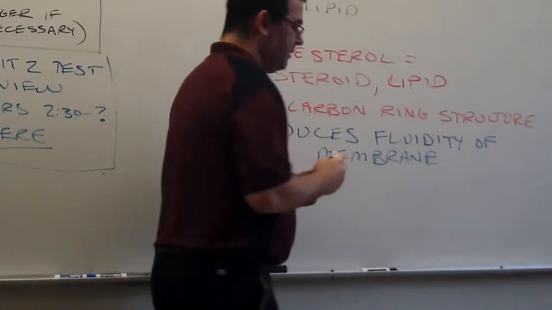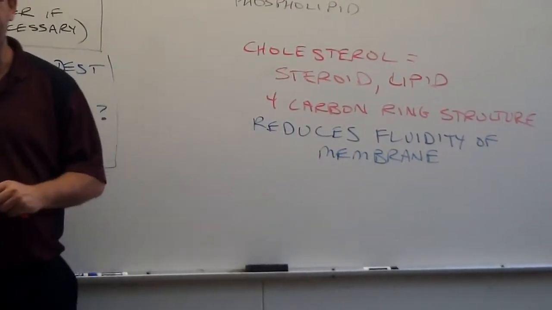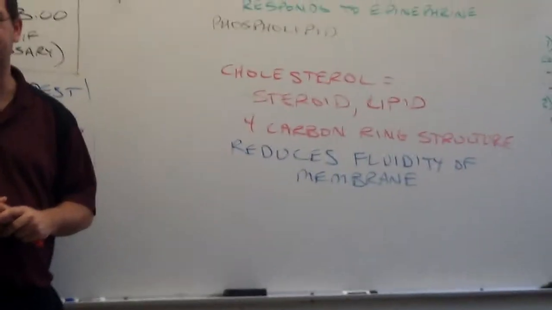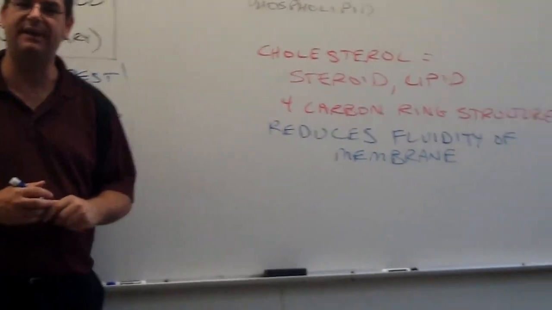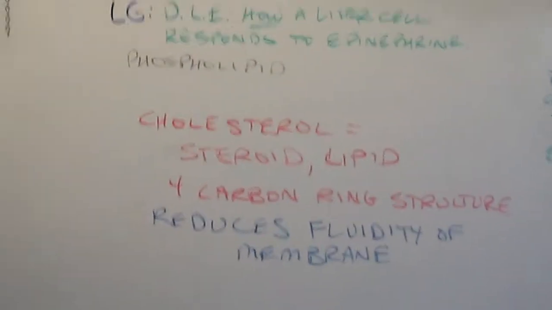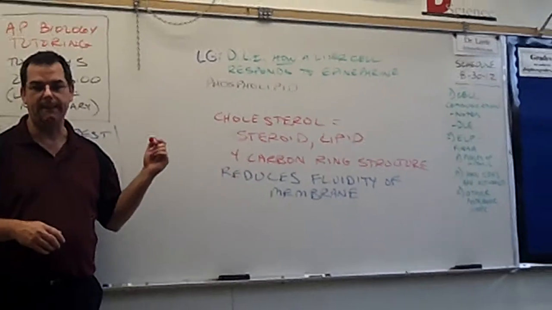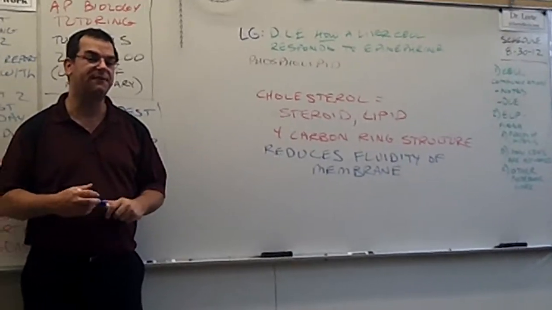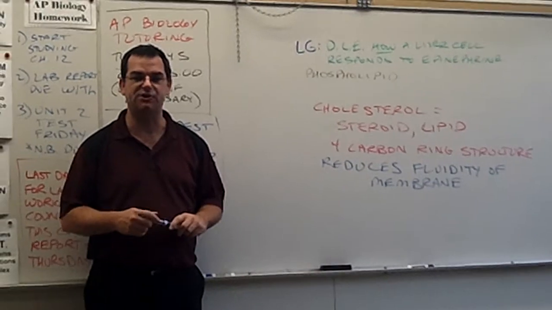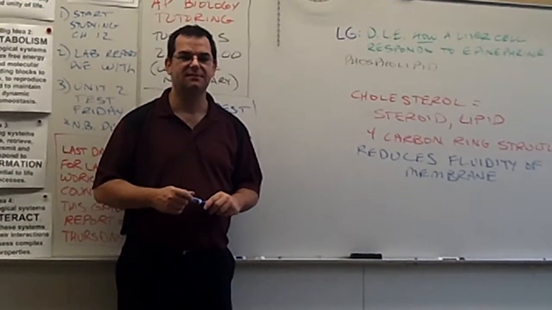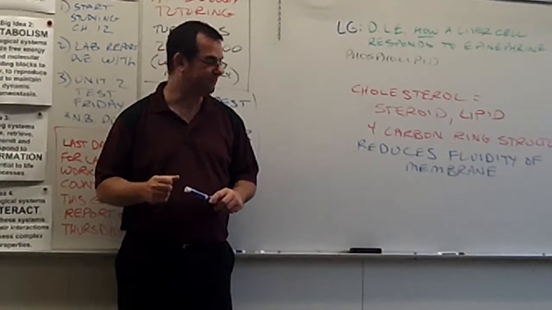It does that because it has a funny shape. That funny shape of the cholesterol bangs into all those phospholipids and prevents them from moving very easily. Think of it as kind of like a rock in the road they have to get around. All right, besides reducing fluidity, what does it do for membranes at cold temperature? Prevents it from freezing, solidifying, or freezing.